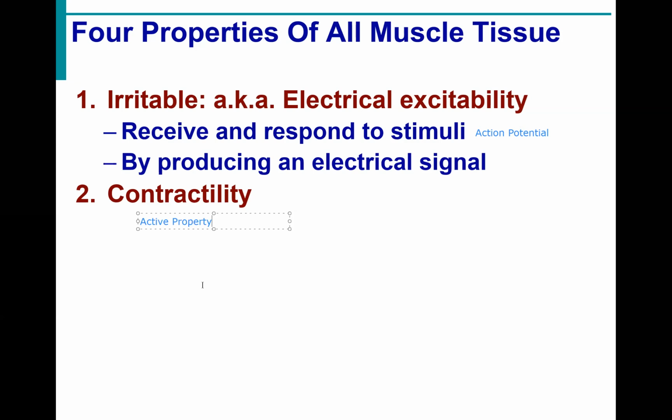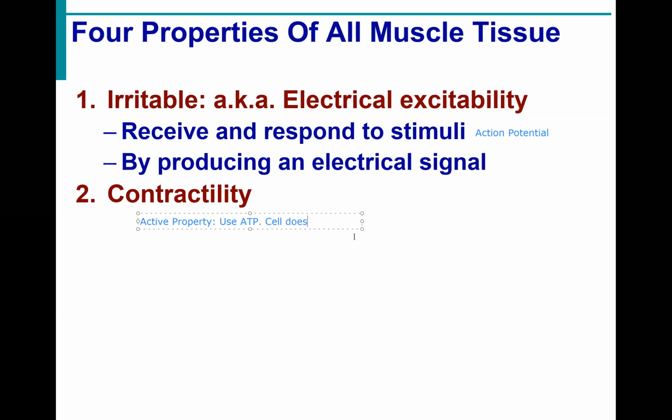All right, so like I said, contractility is an active property. That means it's going to use ATP, and this is something that the cell actually does. And that is to contract.